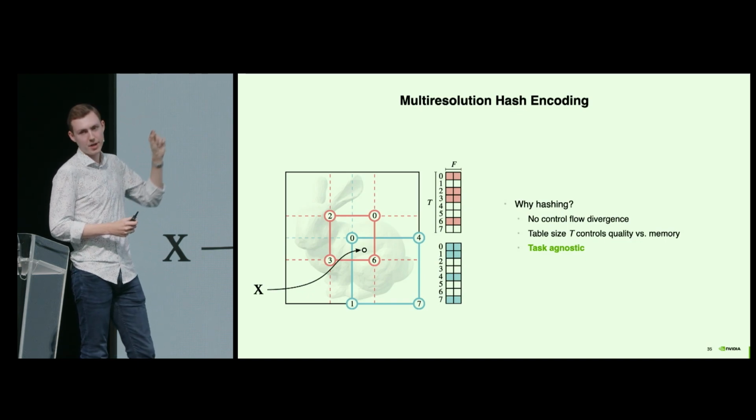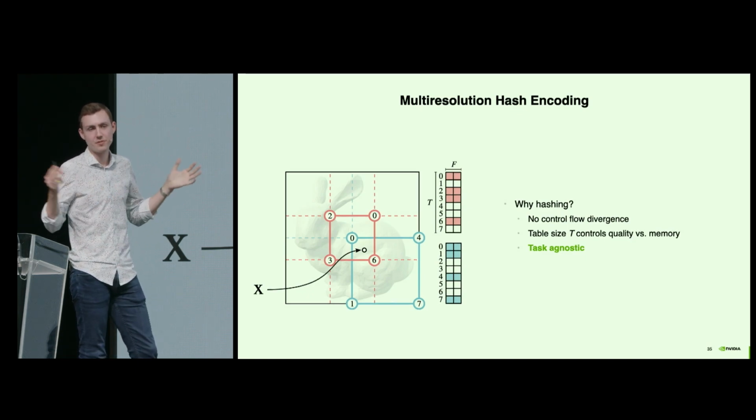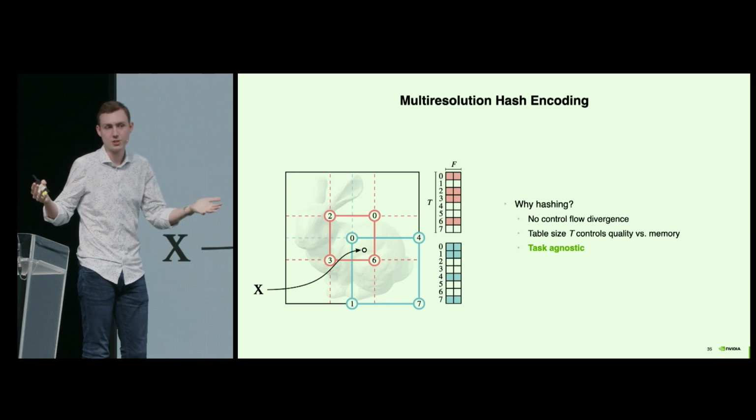Think of what happens when your hash tables are too small for the amount of elements that you want to put into them. There are going to be collisions, right? So in this case, multiple different little boxes in 3D space, multiple different cells, are going to hash to the same place in the hash table.